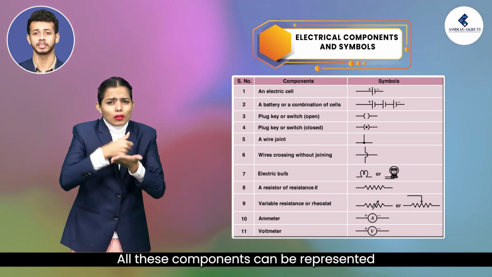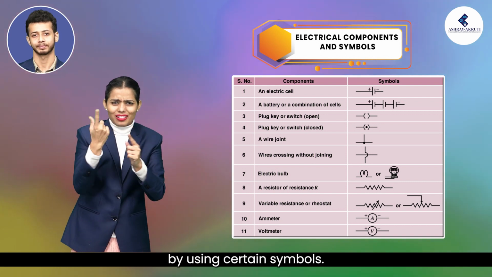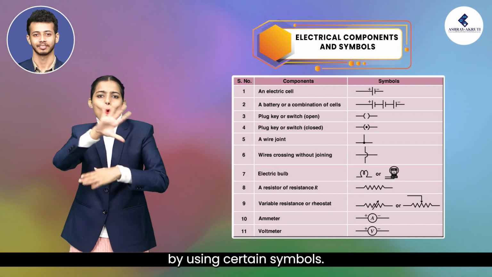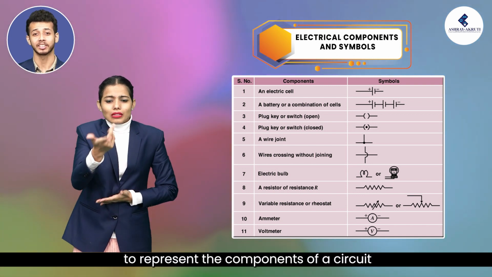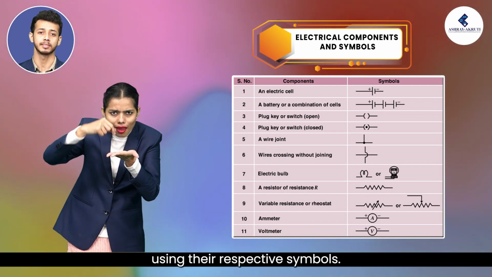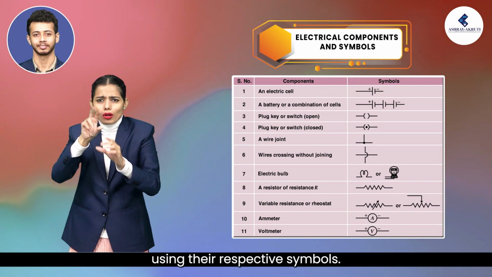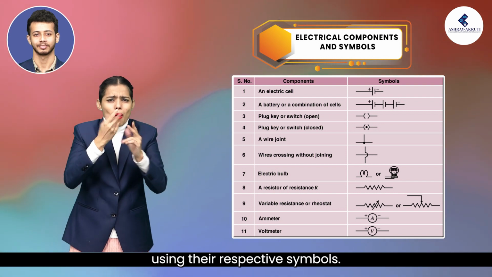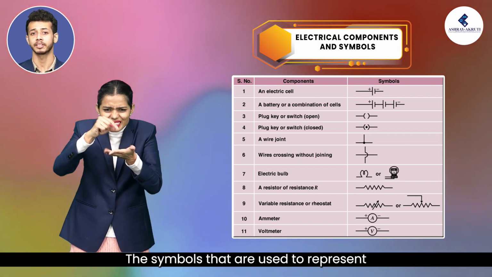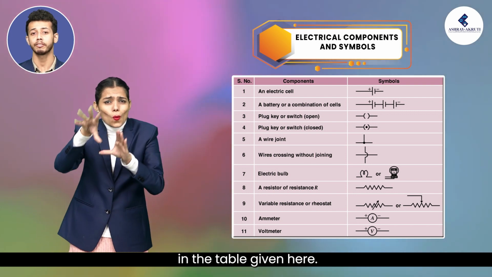All these components can be represented by using certain symbols. It is easier to represent the components of a circuit using their respective symbols. The symbols that are used to represent some commonly used components are summarized in the table given here.